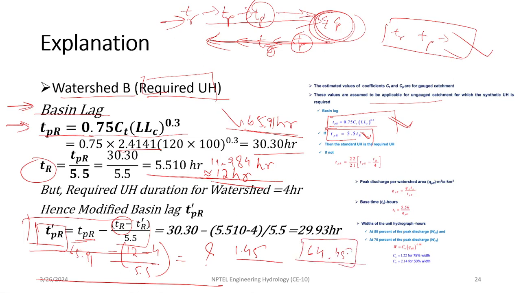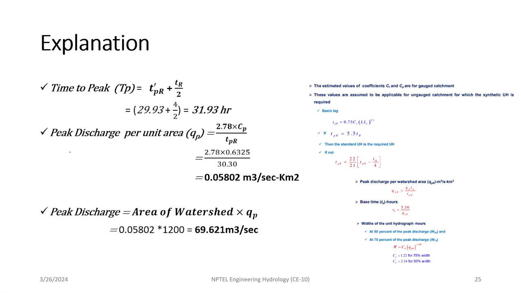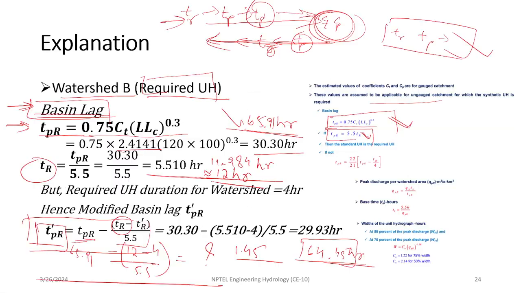I just want you all to kindly focus on the steps. It should not create some confusion. So now we finally got the modified basin lag, that is TP dash. Now we have computed this basin lag. So we already got the final value, TP dash. This is the final value of this watershed.